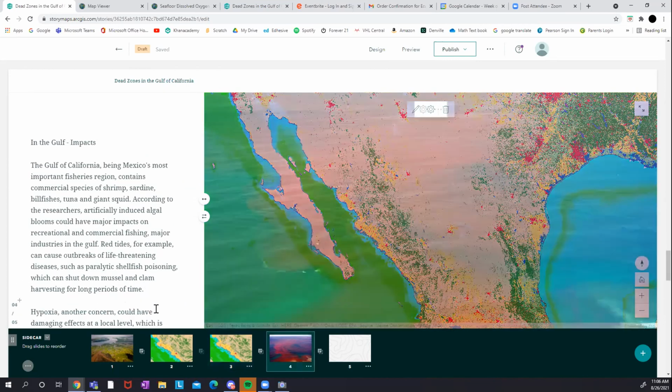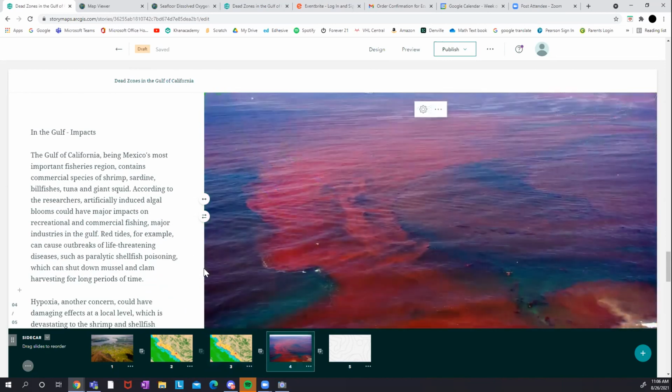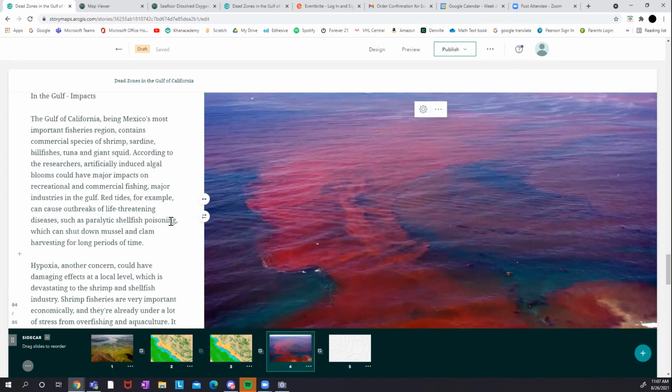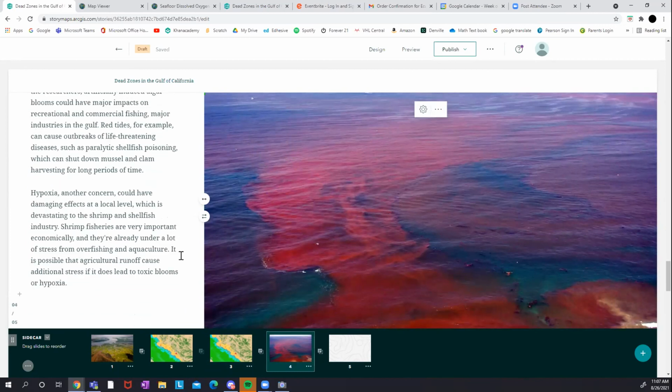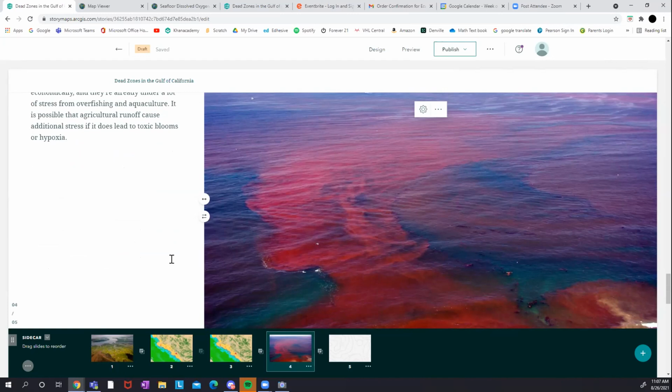And then finally, I talked about the impacts and how this Gulf is Mexico's main fishing region. Because of the red tides and the algae blooms, these fish are getting diseases and aren't able to live in their areas. So it shows how there are detrimental impacts on both the ecosystems there and the industry. So yeah, that's what I have so far. I don't really know if we're supposed to have a solution slide or not, but I'm thinking of adding one.